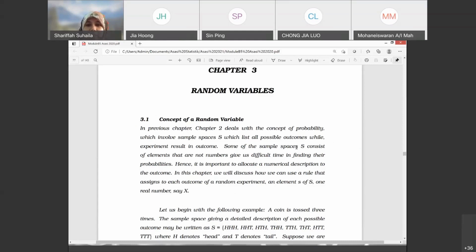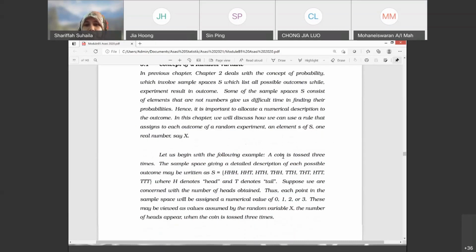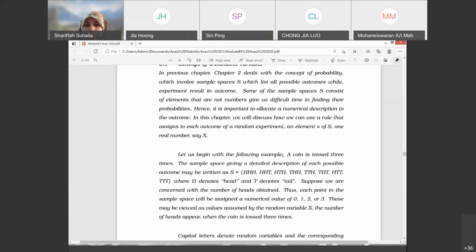Normally if we toss 3 times, the outcome you will have is either head, head, head, head, head, tail, head, tail, tail, or you can have all 3 tails: tail, tail, tail. So again, let's say we are concerned with the number of heads. It is much easier if we assign a numerical value.